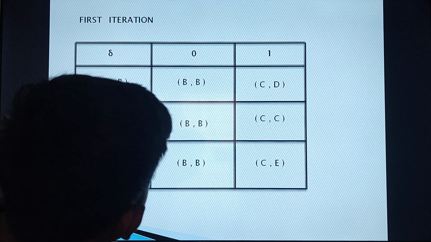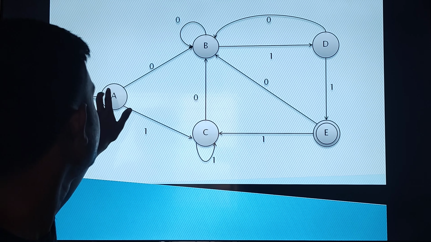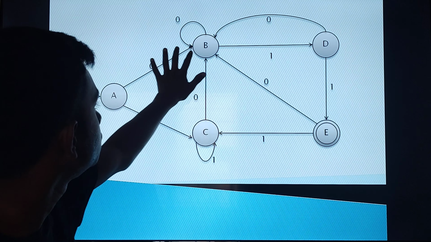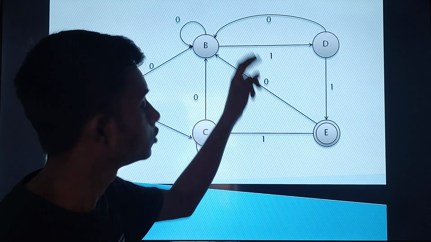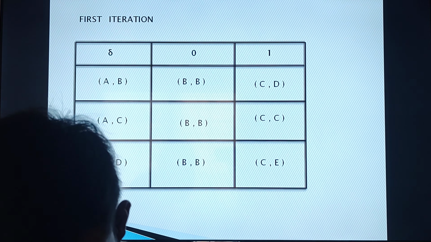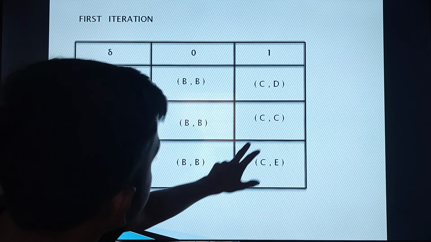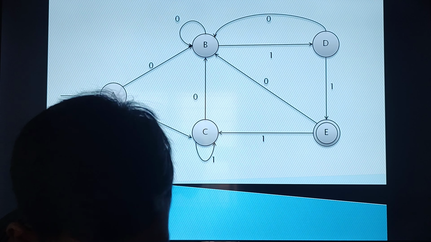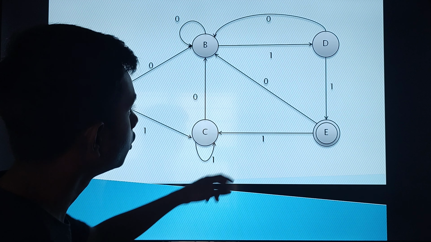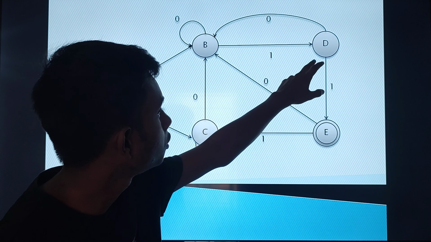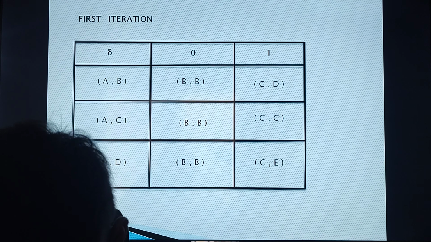Next is A, D. On 0, A is going to B, and D on 0 is going to B. So it will be B, B. And for A, D on 1, A is going to C, and on 1 D is going to E. So it will be C, E.